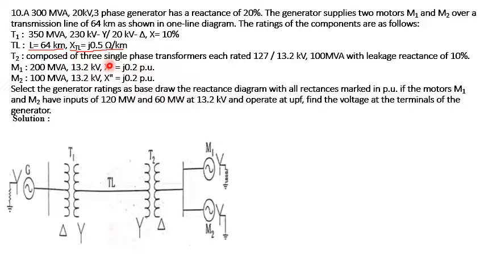T2 is composed of three single-phase transformers, each rated 127 kV, 13.2 kV. Already we saw this: how do we consider three single-phase transformers as a three-phase transformer? Each is rated 100 MVA. We need to multiply the star side voltage by root 3, and for the power we need to multiply it by 3. Each has a leakage reactance of 10%.